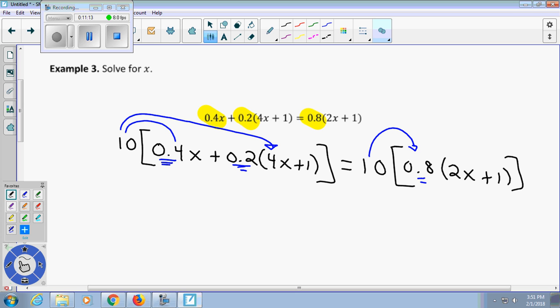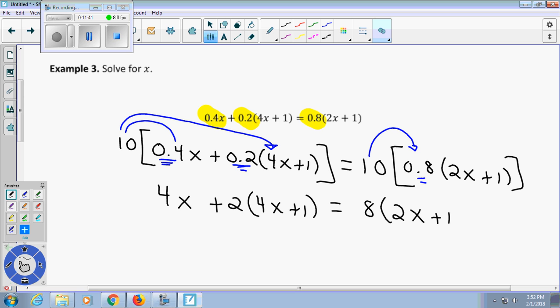So 10 multiplied to the 0.4x, well, 10 and 0.4 is just 4, and it leaves me with x left over. 10 times the 0.2 is going to give me 2, with my 4x plus 1 remaining. So I've now distributed the 10. And on the right side, it's really nothing to distribute. It's just 10 times 0.8, and that is just simply 8.